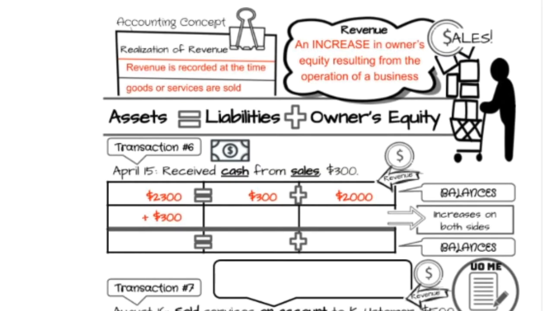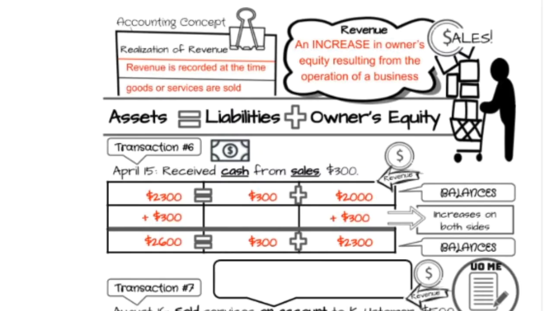That means that our asset of cash is going to increase by $300, and then sales and revenue, that's recorded under owner's equity. So we're also increasing in our owner's equity column there. So we're increasing $300 on both sides of the accounting equation. And when we add up our balances here, we've got 2,300 plus 300 is 2,600. We go ahead and drop our liability column down because 300 plus nothing is still 300. And then we take our owner's equity, 2,000 plus 300 is 2,300. And our accounting equation is still in balance because 2,600 does in fact equal 300 plus 2,300.